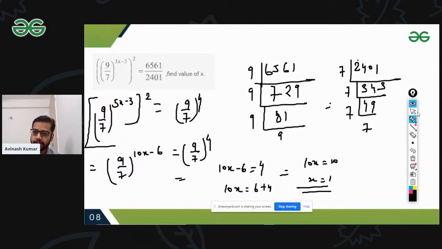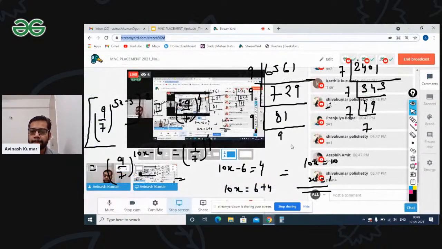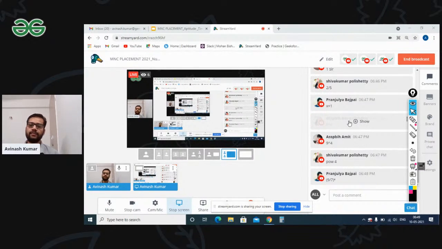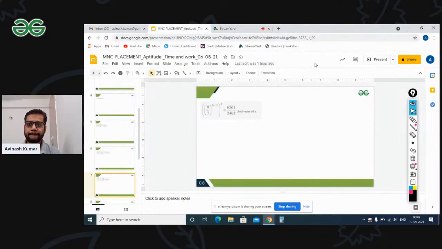Let me know those guys who can understand this question, who can find out the answer. Shiv, it's okay. Pranjal, x is equal to 1. Shiv, x is equal to 1. Amit, 9 by 4, no. Power 4, no. 9 by 7 to the power 4. Okay, okay. Like this. Okay. Got it. Not good.